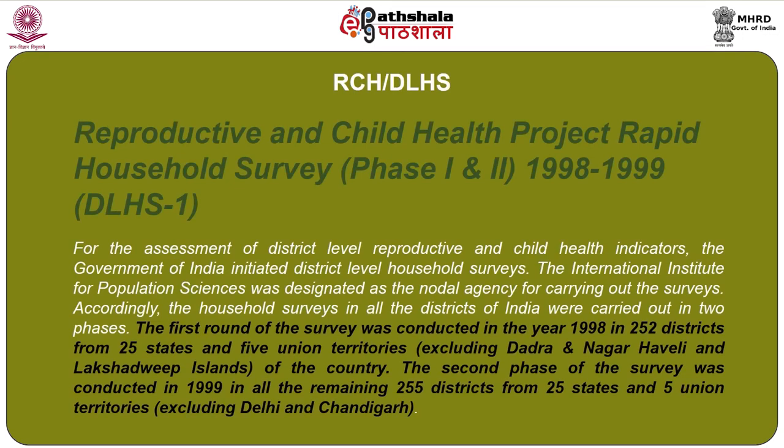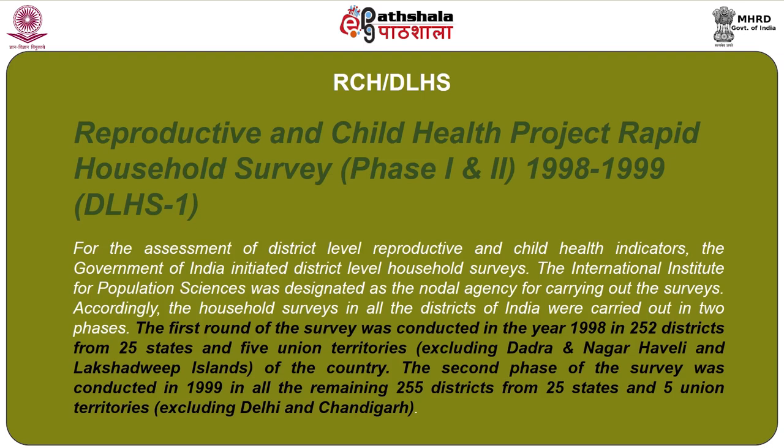The next major round of surveys focused on reproductive and child health, the reproductive and child health project rapid household survey phase 1 and 2, that is DLHS 1, 1998 to 1999. For the assessment of district level reproductive and child health indicators, the Government of India initiated district level household surveys. The International Institute for Population Sciences was designated as the nodal agency for carrying out these surveys. Accordingly, the household surveys in all the districts of India were carried out in 2 phases. The first round of the surveys was conducted in the year 1998 in 252 districts from 25 states and 5 union territories, excluding Dadar, Nagar Haveli and Lakshadweep islands of the country.